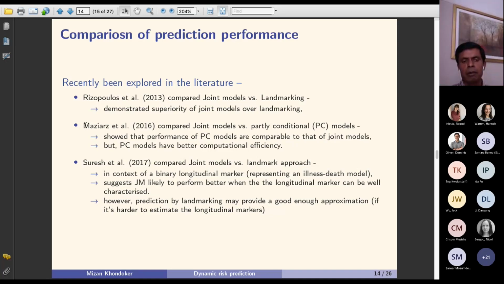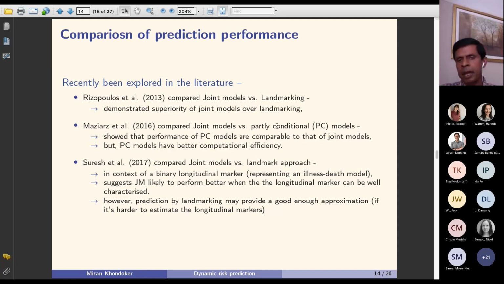Another group compared joint models versus partly conditional models. This is another method of dynamic prediction, which I'm not going to get into in much detail. They showed that the performance of partly conditional models is comparable to that of joint models, but PC models have better computational efficiency.